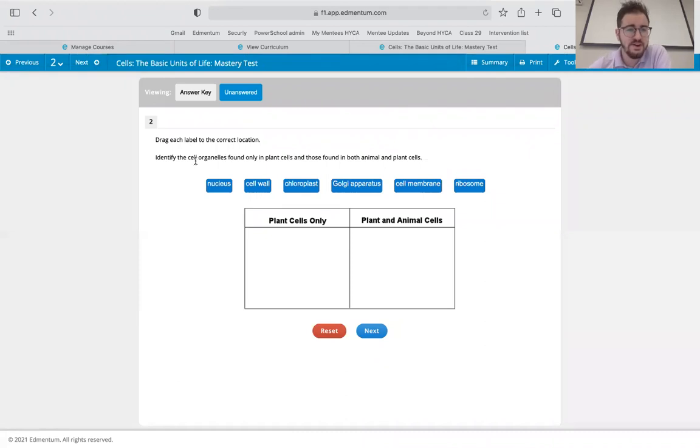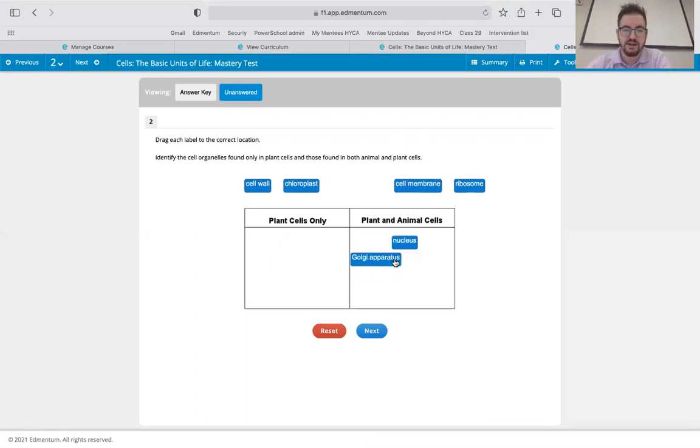All right, so you're looking for the cell organelles, the little pieces of the cell that are found in both animal and plant cells. So if it's only found in a plant, okay, you're going to put it over here. So let's start with what's in both. In every single plant or animal cell, you are going to have a nucleus. You need a brain, okay?